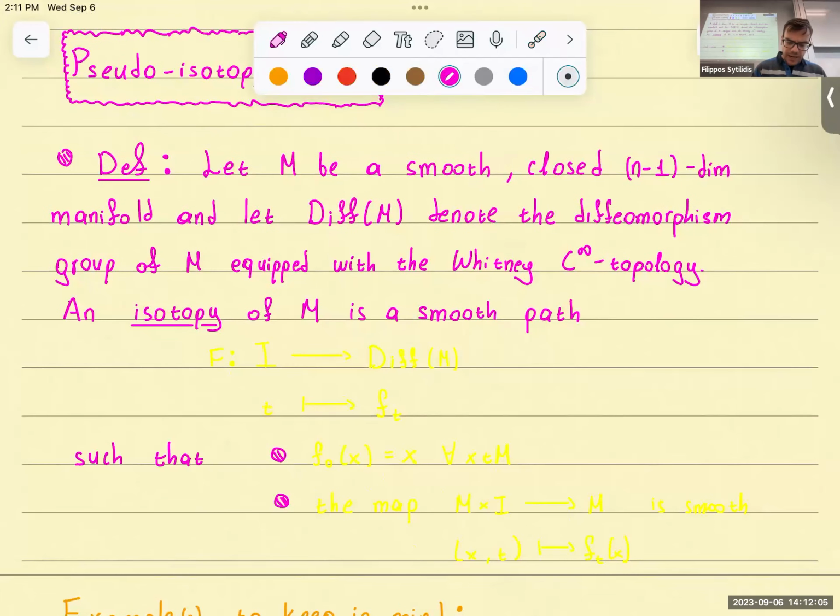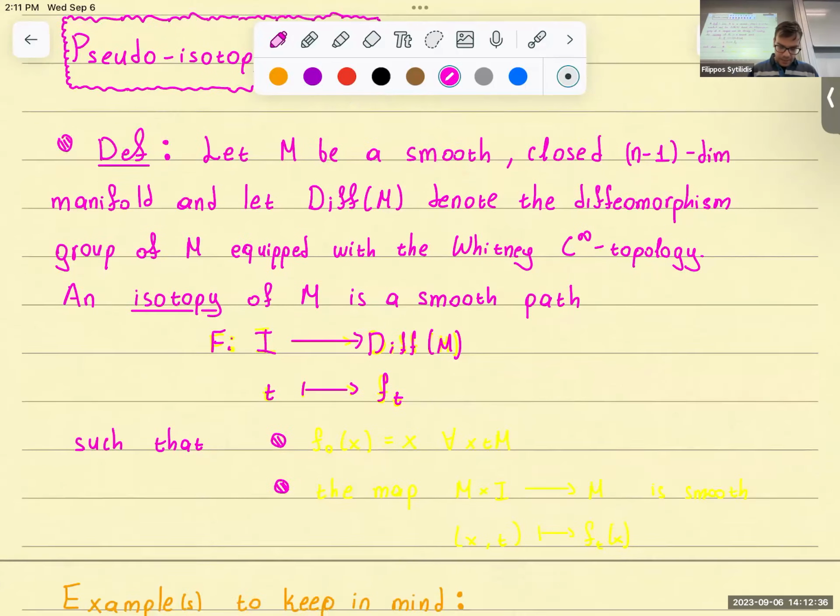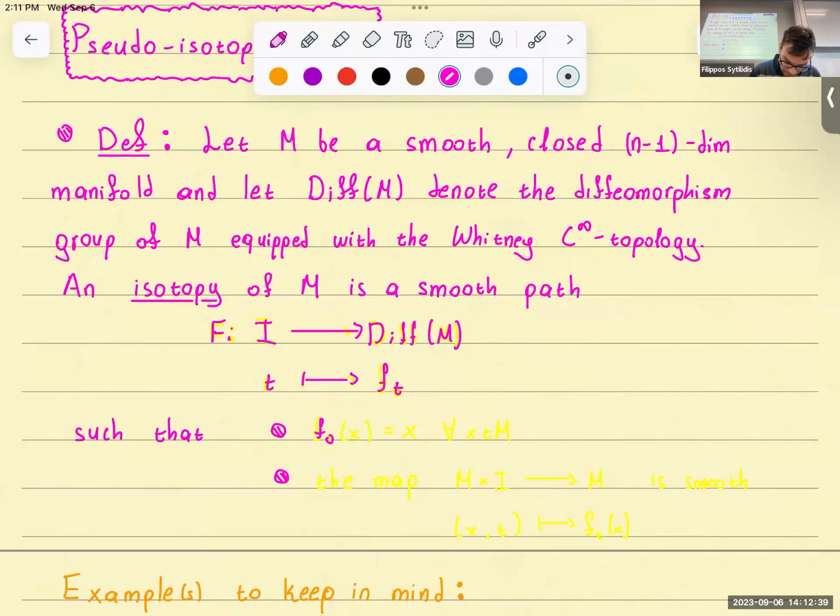Okay, so what's an isotopy? An isotopy of M is going to be a smooth path, calling this capital F. So I is my interval, and I have this map from I to the diffeomorphism group of M. The terminology is that at time t, the corresponding diffeomorphism will be f sub t. And the starting point, when t is 0, the starting diffeomorphism is the identity.